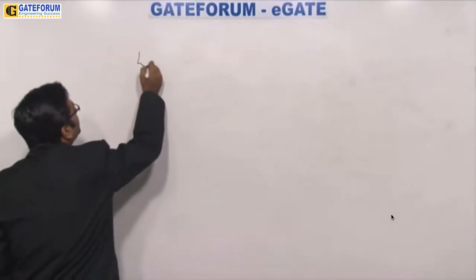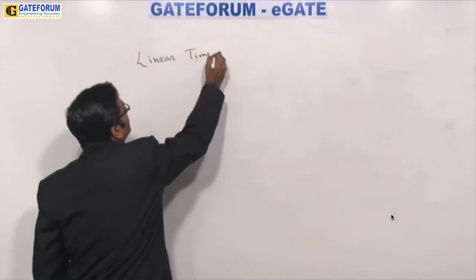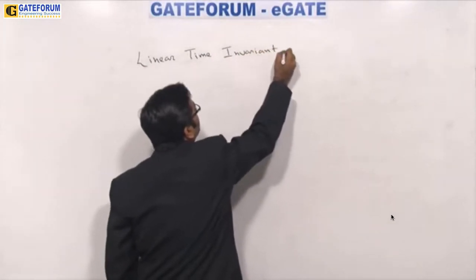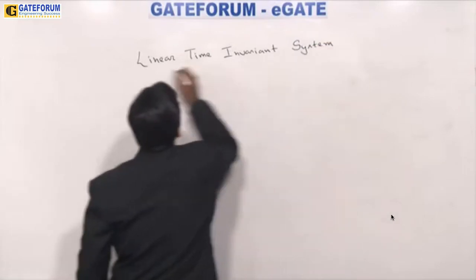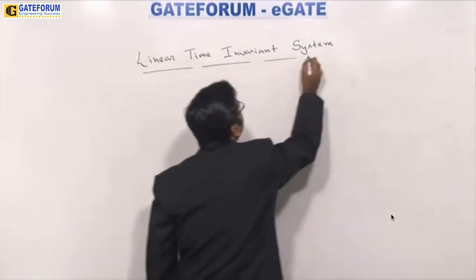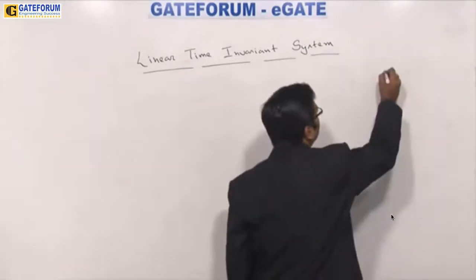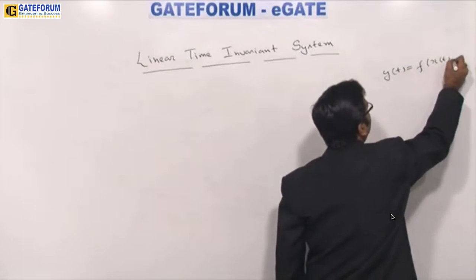Okay, let me write the heading as linear time invariant system. Up till now we have represented a system by the input output relationship y(t) = f(x(t), t).